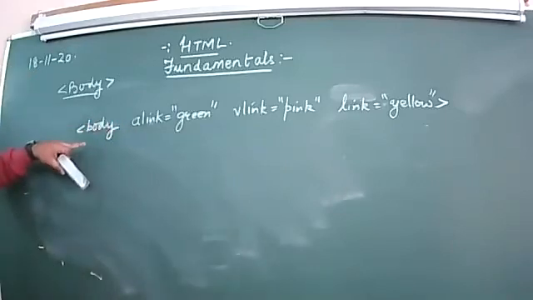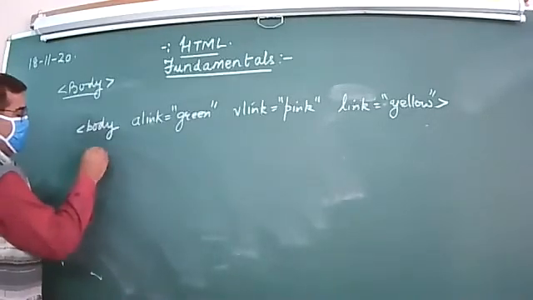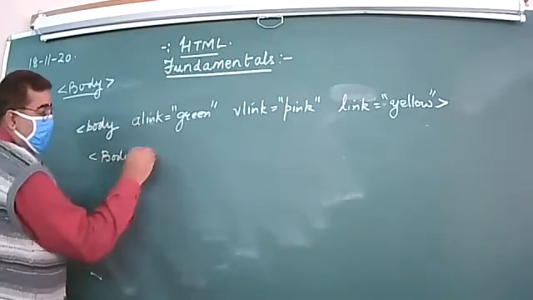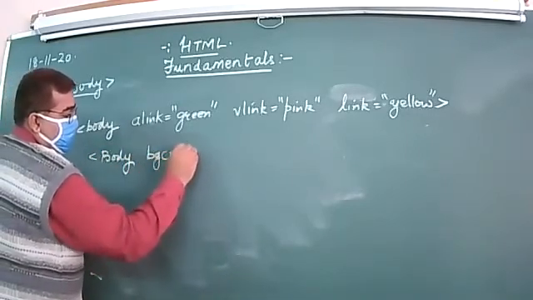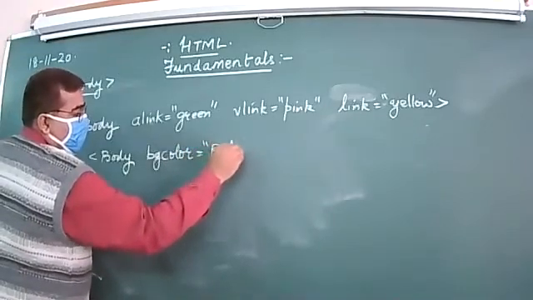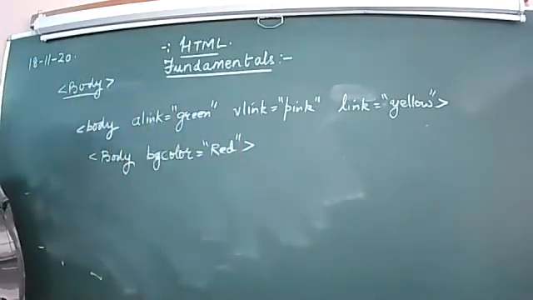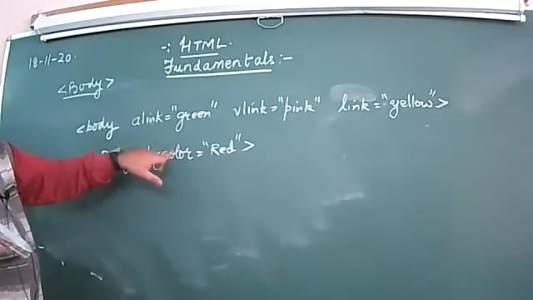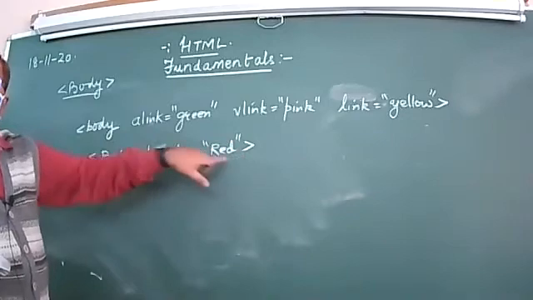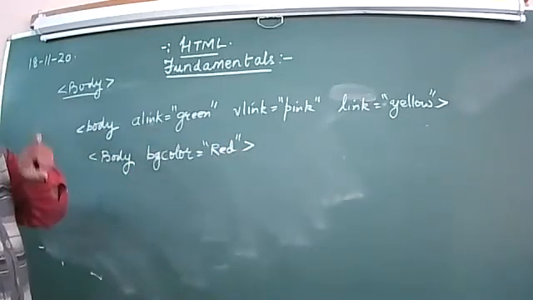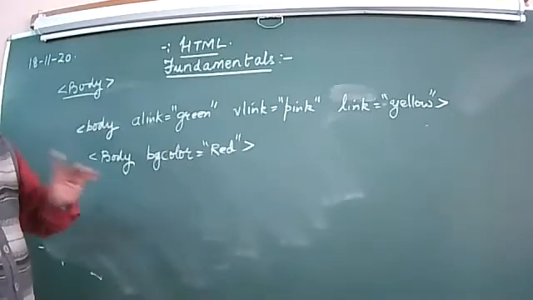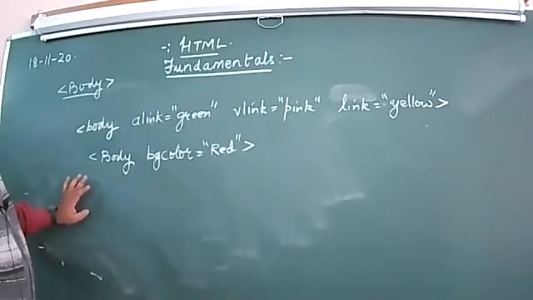Now suppose I say write an HTML command to display the color red in the background of the web page. So what will you write? Body tag, bg color equal to red. Clear? One thing more. You cannot include bg color as well as background in one body command. Either you take bg color, or you take the background attribute. Clear?